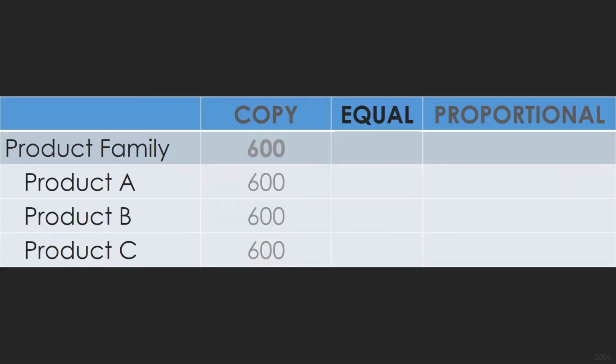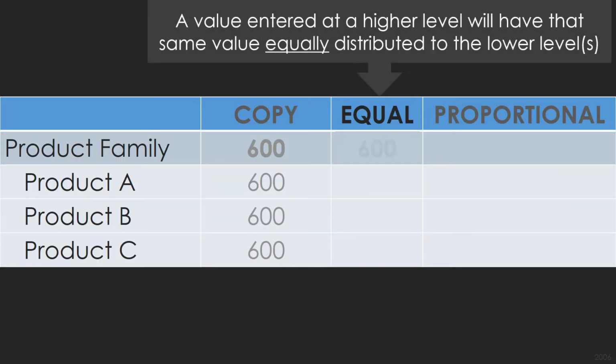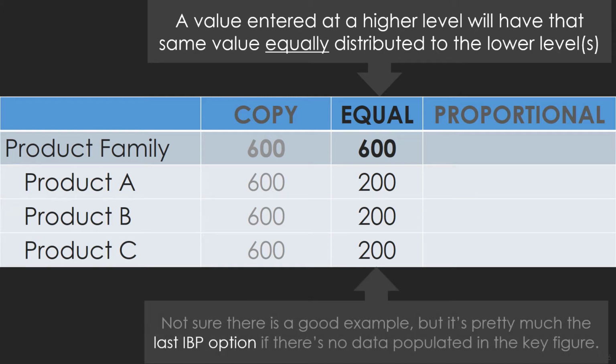Equal. A value entered at a higher level will have that same value equally distributed to the lower levels. Not sure there's a good example, but it's pretty much the last IBP option if there's no data populated in the key figure.